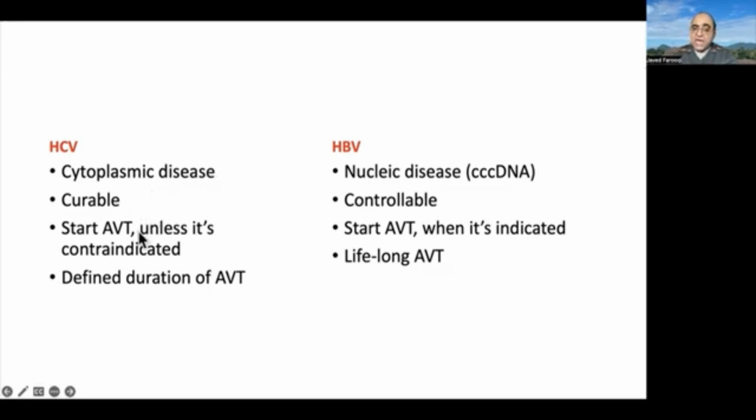In hepatitis C, I said you start antiviral treatment unless it is contraindicated. Here it is reversed. You start treatment only when it is indicated. So you don't start treatment in each and every patient. You start only when it is indicated. And as I said, HCV has a defined duration of antiviral treatment. Hepatitis B has a lifelong antiviral treatment.